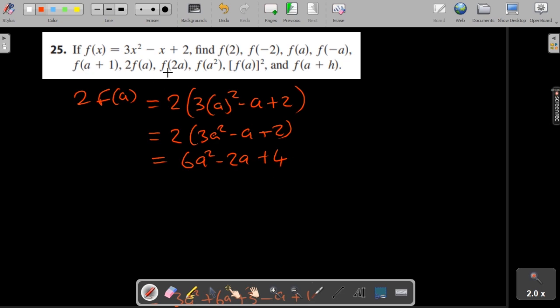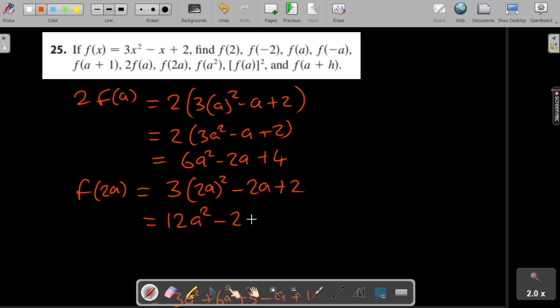Moving on to f of 2a. So once again, in place of x, you're just going to substitute 2a. So 3 times 2a squared minus 2a plus 2. You're going to have, so this is 4a squared. Multiplied by 3, that's 12a squared minus 2a plus 2. That is your final answer.